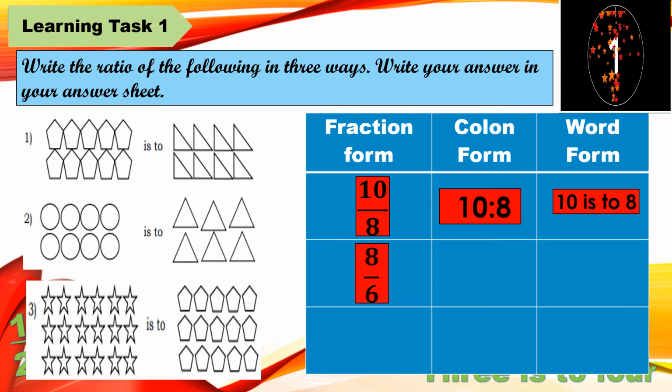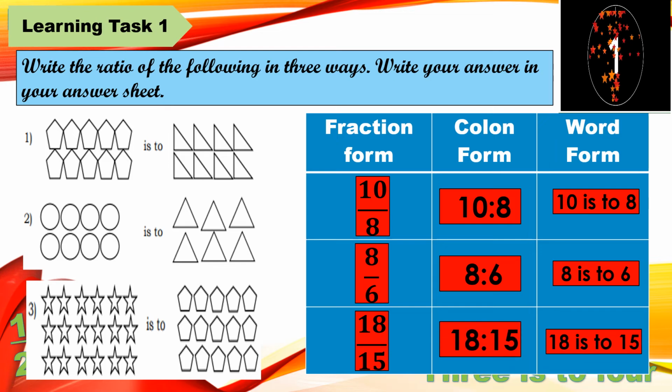So 8, 6. 8:6, and word form, 8:6. How about number 3, stars to pentagon? 18, 15. 18:15, and the word form, 18:15. So, in colon form, don't forget the colon. All right.